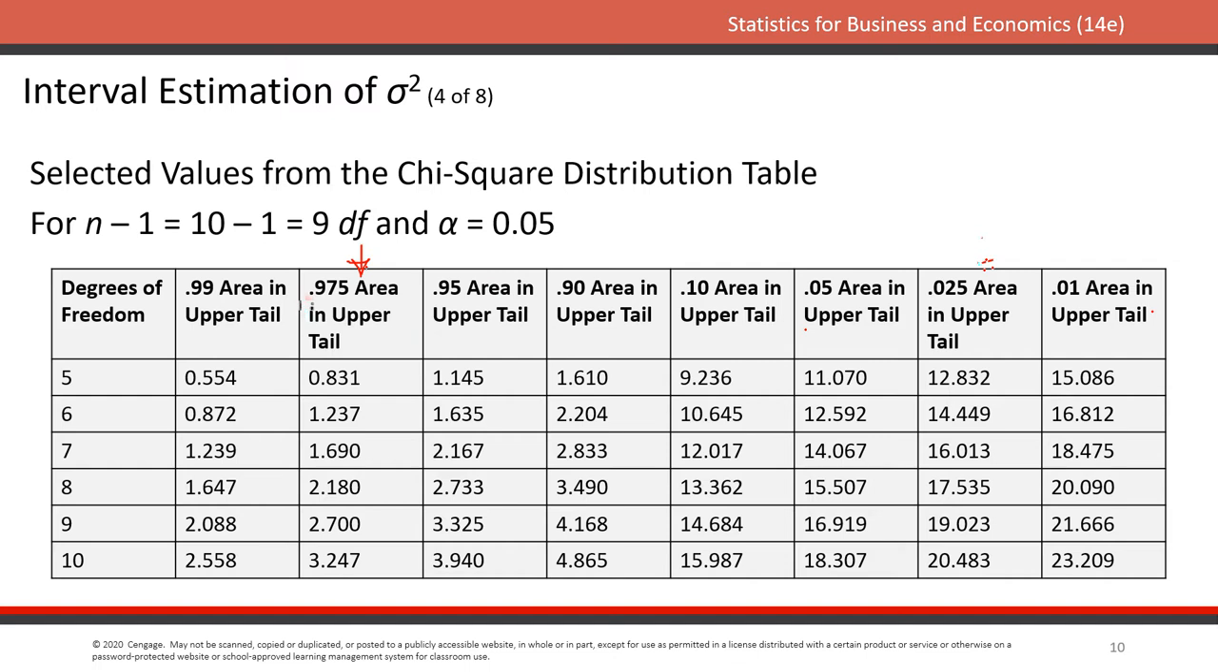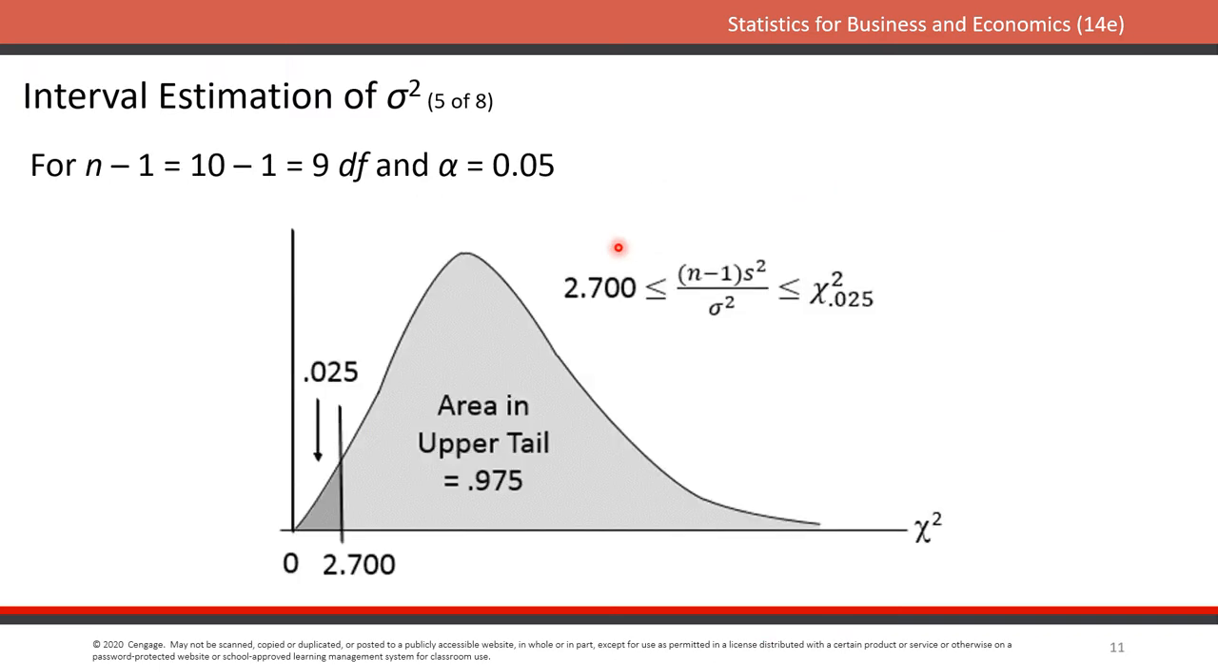Now I'm going to scroll down to the 9 degrees of freedom line, and I'm going to see that 2.7 is my bottom left side cutoff, and 19.023 is my right side cutoff. But again, I want to be careful here, because the left side cutoff, remember, is going to get plugged into the right side of the equation. The right side cutoff is going to be plugged into the left side of the equation, so I want to keep track of that.